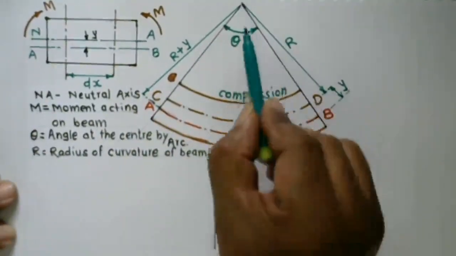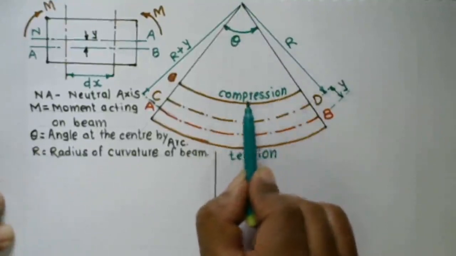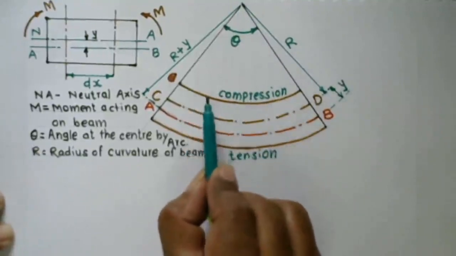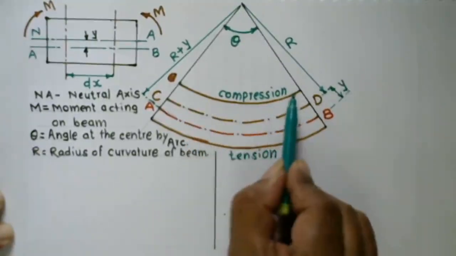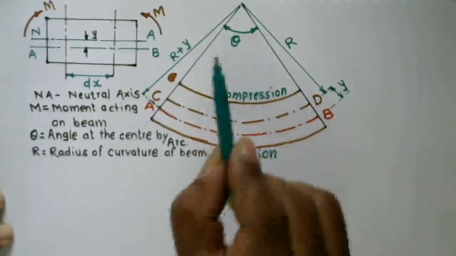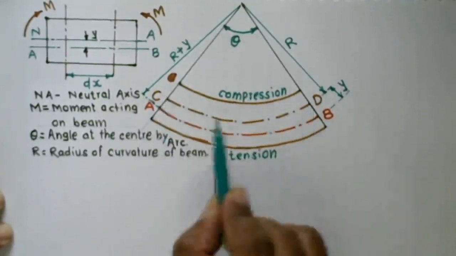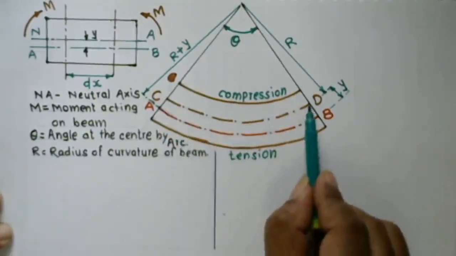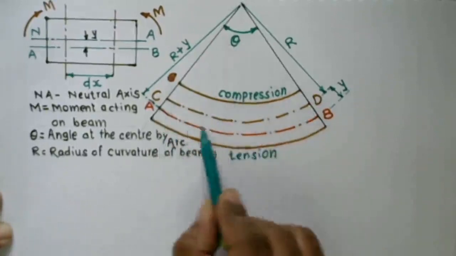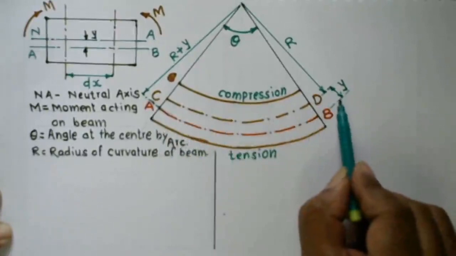When the load is acting on the beam, it deflects from its original position in the form of a curve. We have the angle theta. In that case we consider CD as the neutral axis, that is, it is in an unstretched condition, and AB is the layer which is stretched at a distance y.